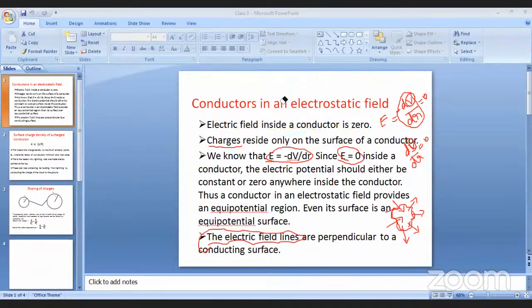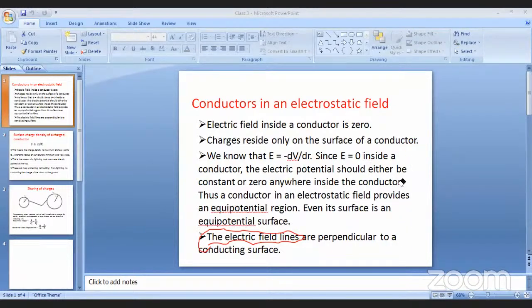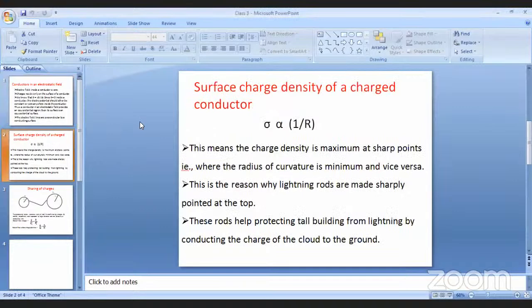Then I will be moving on to the surface charge density of a charged conductor. I have to clear these annotations, then only we will be able to see the other slides clearly, otherwise these annotations would be disturbing. So here you can see the next slide, the surface charge density of a charged conductor.